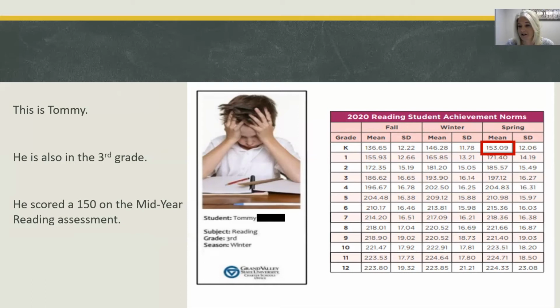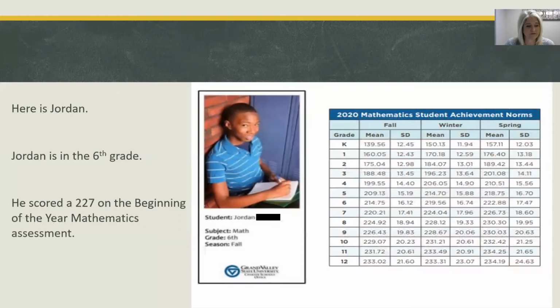So we learned a lot about Tommy. Let's look at Jordan. Jordan's in the 6th grade. It's the beginning of the year. He just started 6th grade. He takes his MAP assessment and he scores a 227 in math. So we do the same thing. We go to the chart. We find the number that's the absolute closest to 227. And we see this 226.73. And what it tells us is that Jordan is ready for end of year 7th grade math. He's sitting at the beginning of 6th grade.